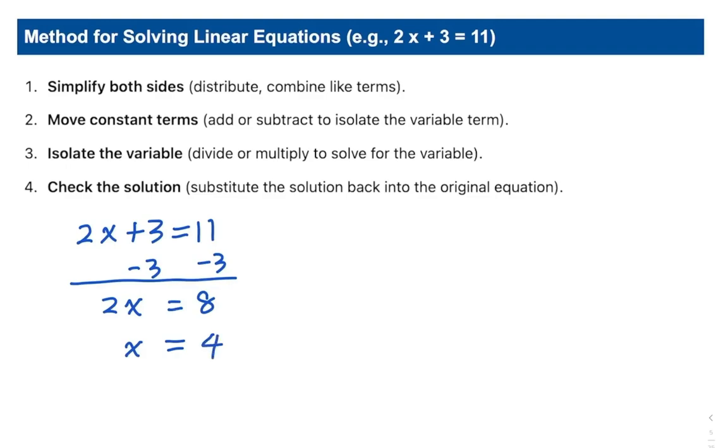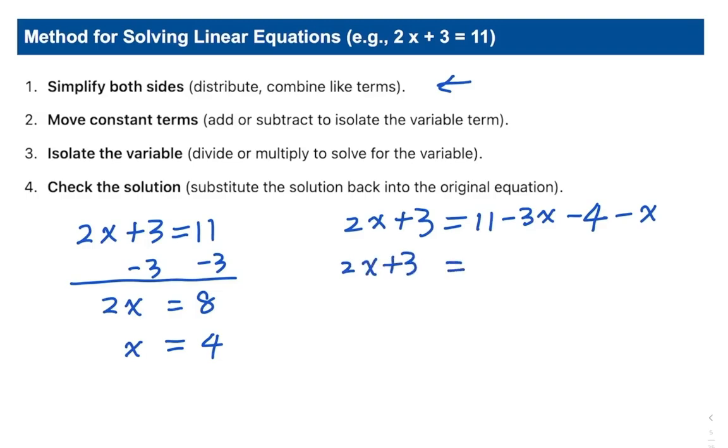That's the solution. Now let's look at a more complicated example. 2x plus 3 equals 11 minus 3x minus 4 minus x. For this one, before you move around terms, we need to simplify both sides. So it's 2x plus 3 equals 7 minus 4x.